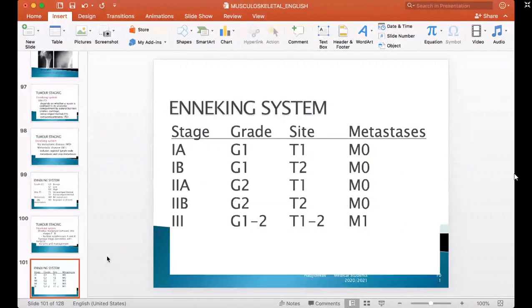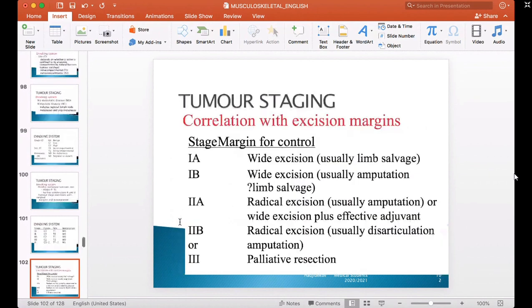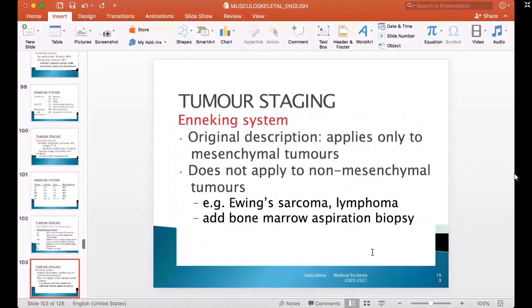And this is the schema of these different stages from 1A to 3. So sometimes we should correlate the tumor stage with the excision margins. In T1A we have wide excision, in 1B we can have wide excision, but usually amputation of the limb. 2A is reserved for radical excision, usually amputation, or wide excision plus effective adjuvant radiotherapy. And 2B or 3 is for palliative resection, as it could not be removed totally.